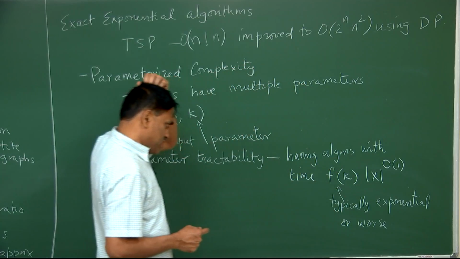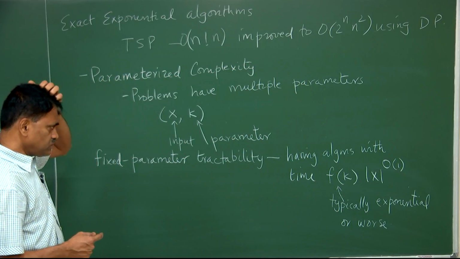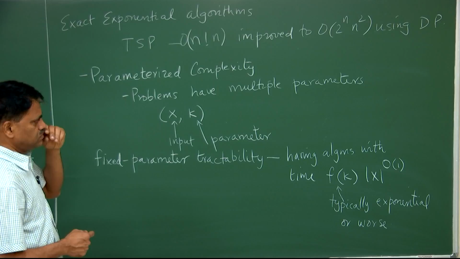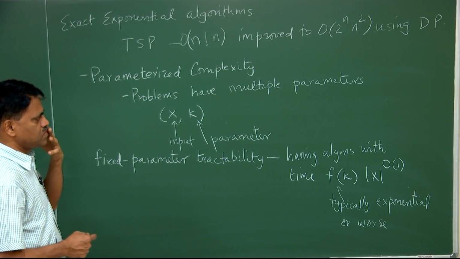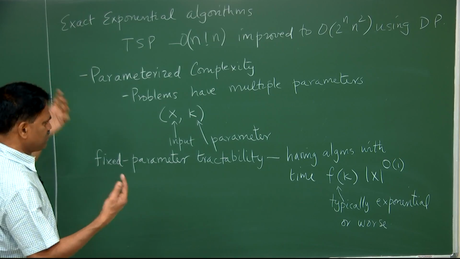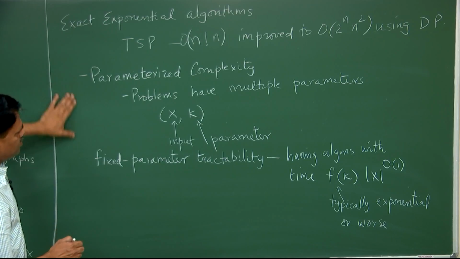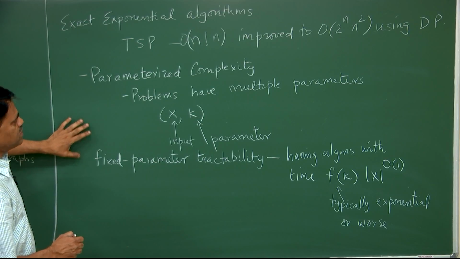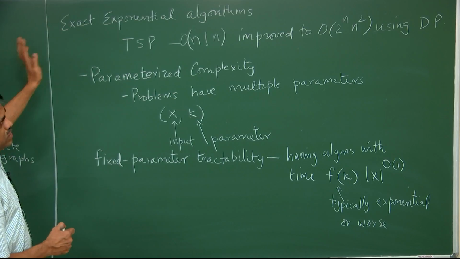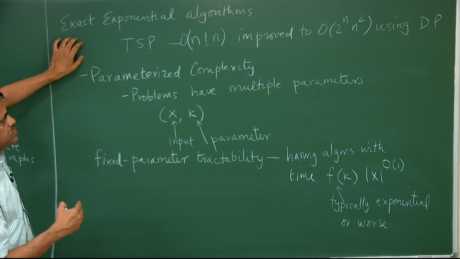So, let us look at some examples. I am going to spend some time talking about parameterized complexity first, and then we will get to exact optimization problems.